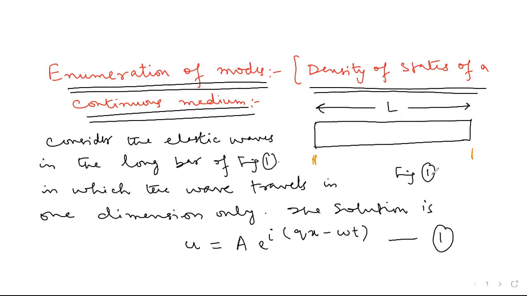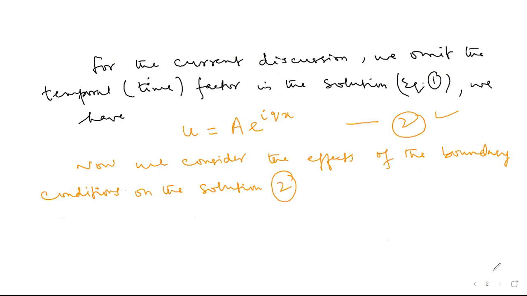Now the type of the boundary condition which is convenient for our calculation is known as periodic boundary condition. So we use periodic boundary condition. What is periodic boundary condition? I will use another color.